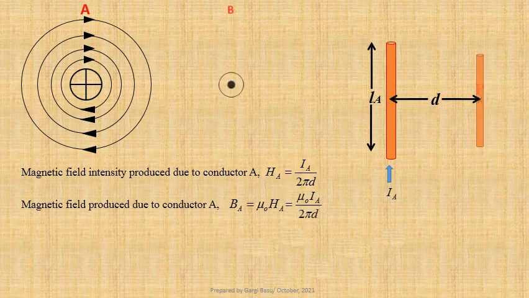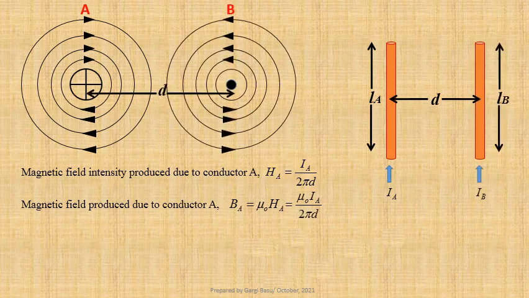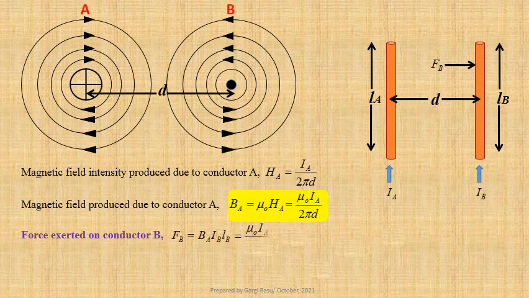If conductor B carrying current IB is placed in parallel d meters away from conductor A, force exerted on conductor B, FB equals BA times IB into LB, that is equal to mu 0 times IA IB divided by 2 pi d into LB, where LB is the length of conductor B.